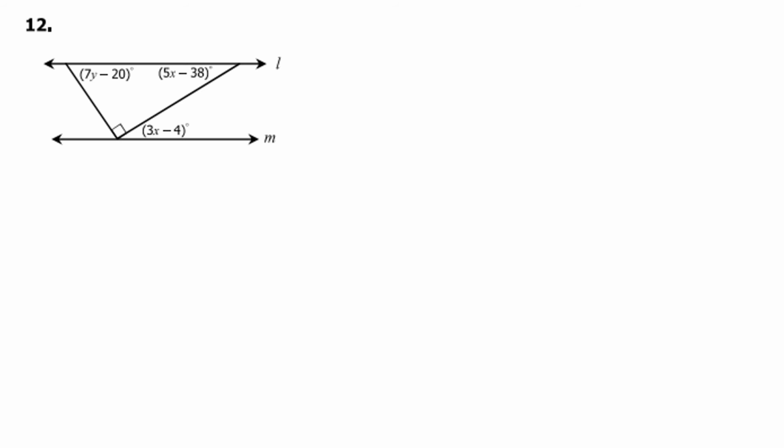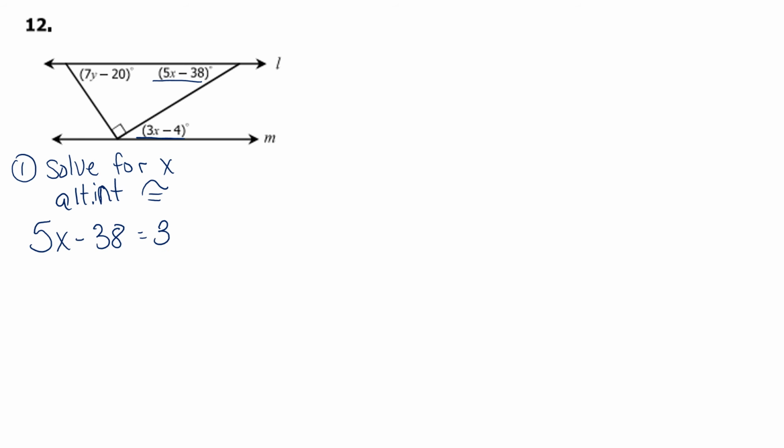Problem number 12. We are going to start this problem by solving for the x first because these x values here are alternate interior. So solve for x, alternate interior. We know alternate interior angles are congruent, so we can set those equal to each other. So 5x minus 38 equals 3x minus 4.